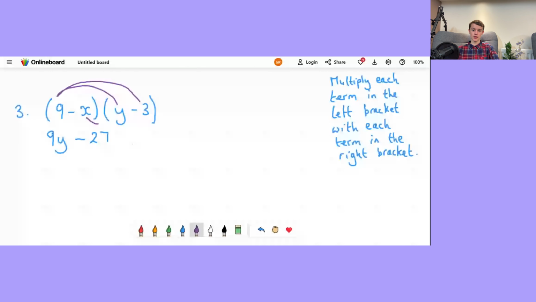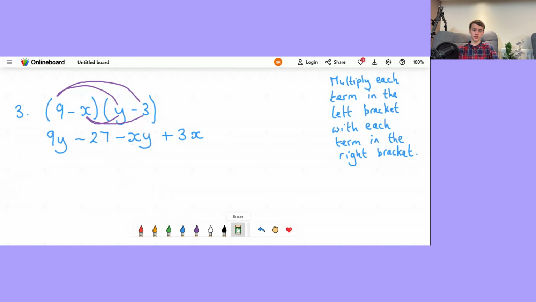Then it's the minus x times the y. Minus xy. Then it's a minus x by the minus 3. Plus 3x, because a minus times a minus is a plus. So it's plus 3x. You can't simplify that anymore, so that is your answer.